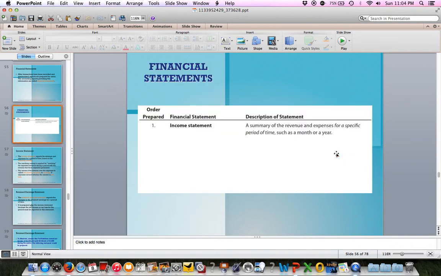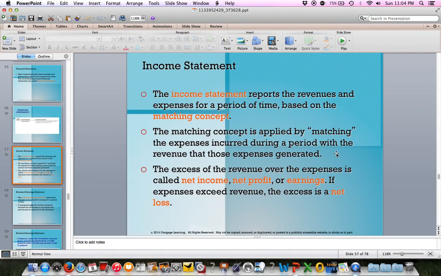So the first financial statement is called the income statement, which is a summary of all revenues and expenses for a specific period of time, either a month, a quarter, a year, kind of whatever time frame you want to look at. So an income statement then reports revenues less expenses, and we use a concept called the matching concept, where we want to match expenses incurred to revenues earned in the same accounting period. Okay, so the excess of revenue over expense then is simply called net income, net profit, or earnings.